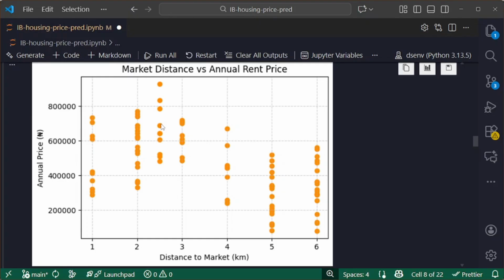So they want to be in a middle ground situation where the noise from the market is not affecting them, but they still find it easy to simply go to the market. And that is what we see here at 2.5 kilometers.